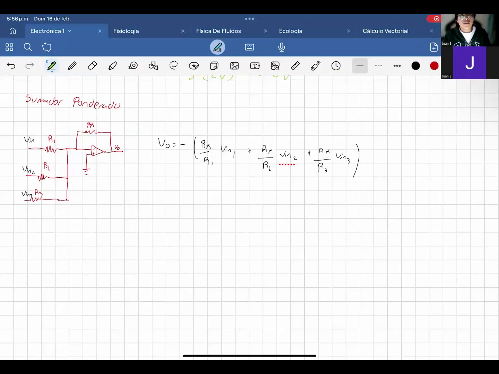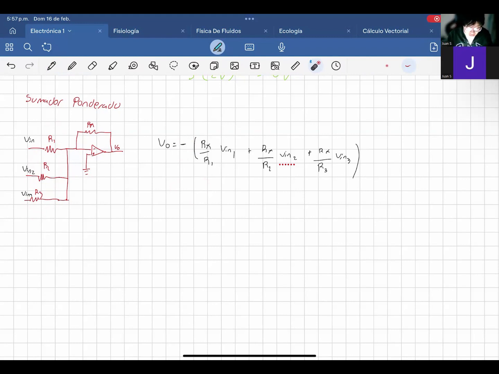Okay, so now here we have our last configuration. That's the sum, and you could say it can take the average of 3 voltages. How does it work? First of all, it's important to know that whatever result comes in, it's going to be inverted. So let's say all of these are 5 volts, and so we would be expecting minus 5 volts. It's important to keep that in mind.